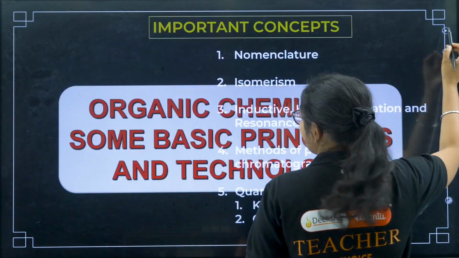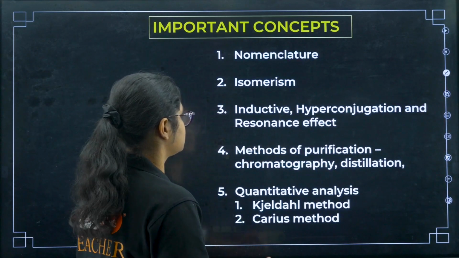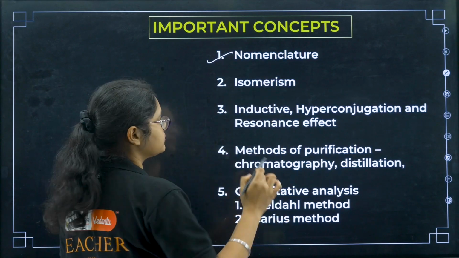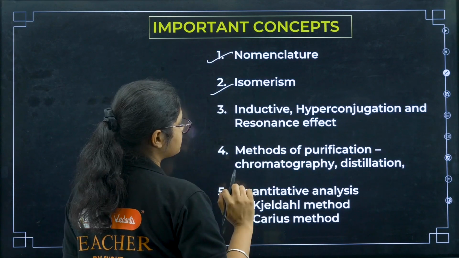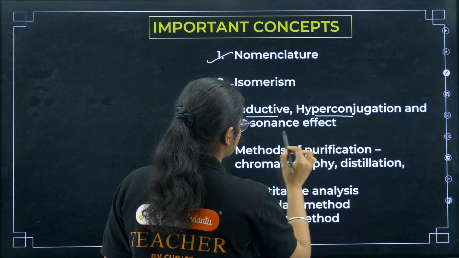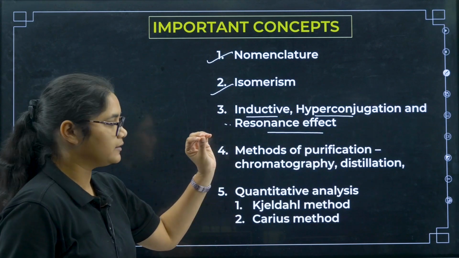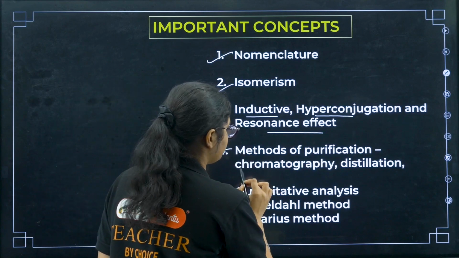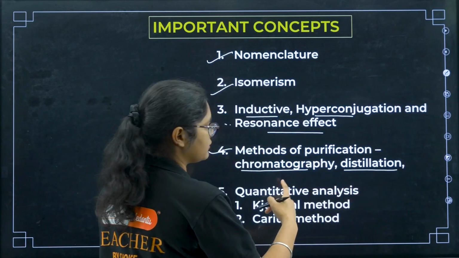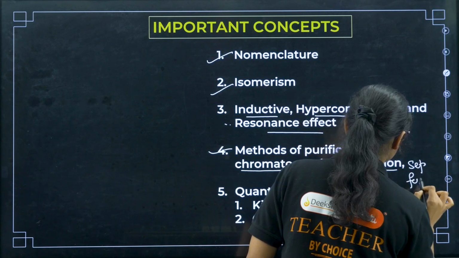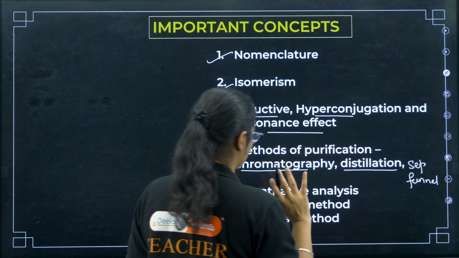Next, coming to organic chemistry, the first chapter, some basic principles and techniques. Nomenclature, all the rules should be there. Isomerism, all the types of isomerism. Inductive effect, hyperconjugation, resonance effect, okay, especially this resonance effect, please learn properly. Then methods of purification, with special emphasis on chromatography, distillation and separating funnel. Chromatography you have to give more importance.